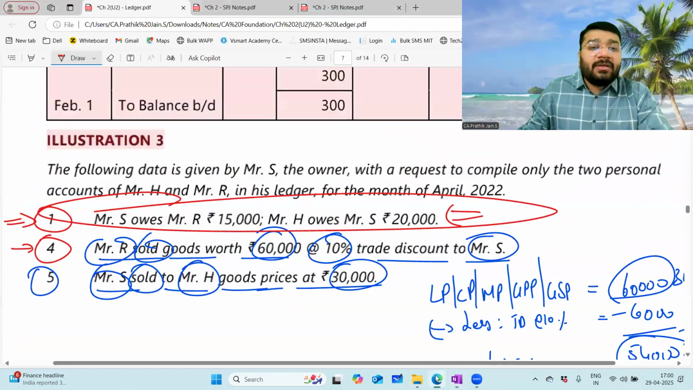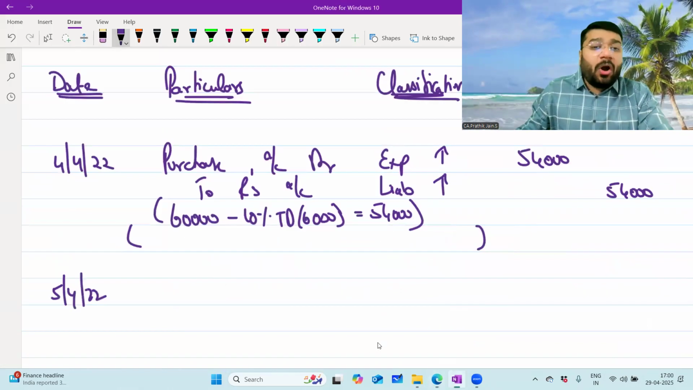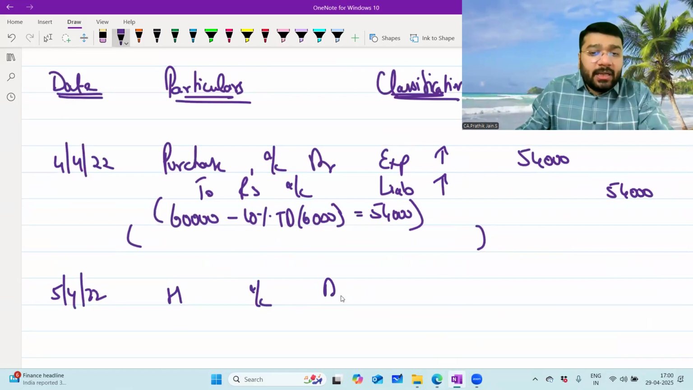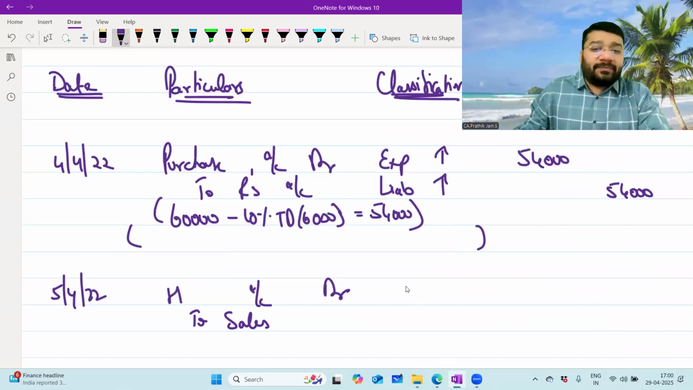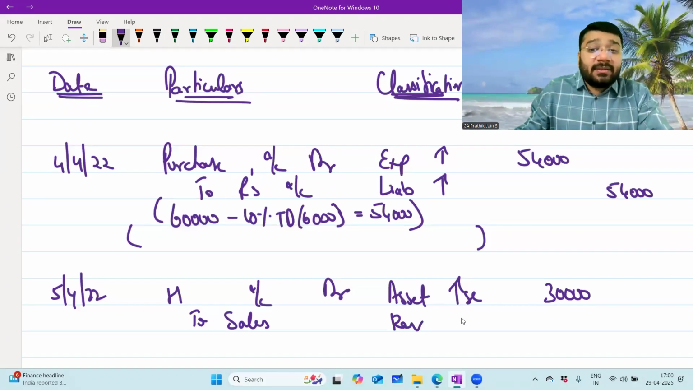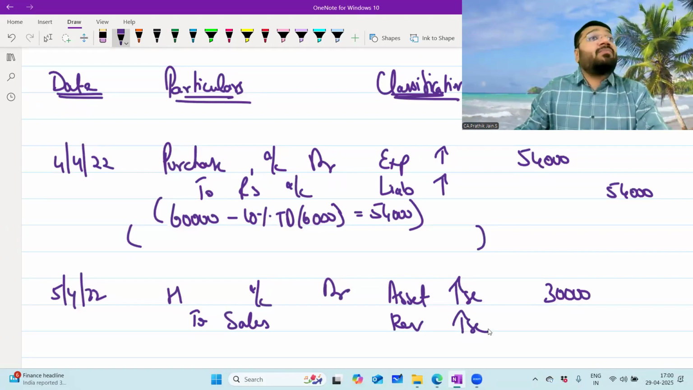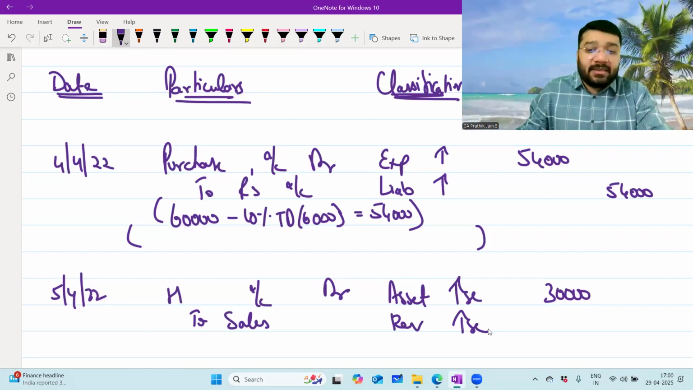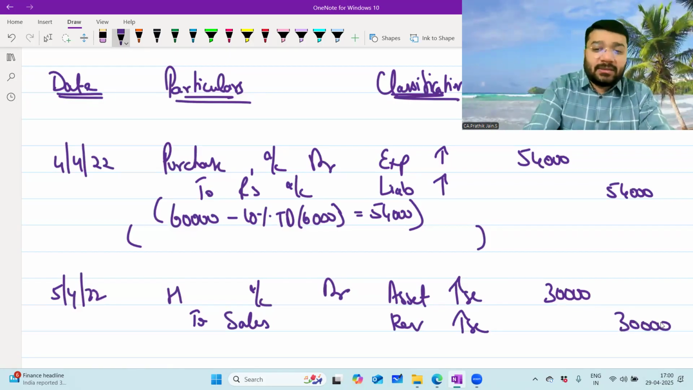Then 5th April, 5/4/22. What happened? Sir, we sold goods to H on credit. So the entry was: H account debit to sales. H, what classification as per modern rule? Asset. Balance is increasing or decreasing? Increasing. To increase asset, debit. Sale is revenue and the balance is increasing. More sales, more income. Income will increase. So to increase income, we have to give a credit because income is a credit balance.